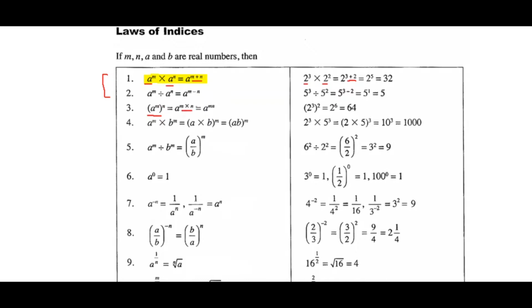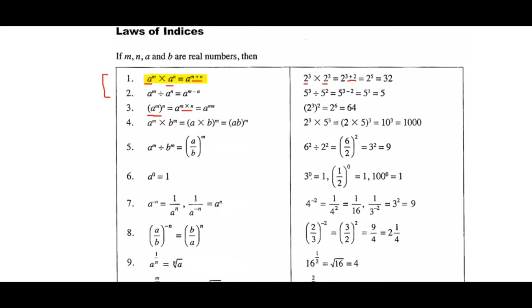So the indexes will multiply each other. For example, if I have 2 to the power of 3 and I square it, applying a power 2 to this index notation, the indexes will multiply. So it's 3 times 2, that will give me 6.